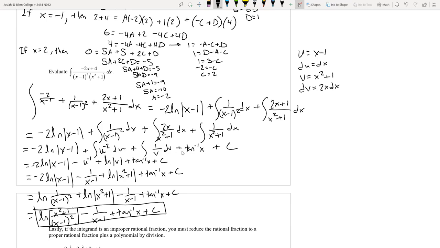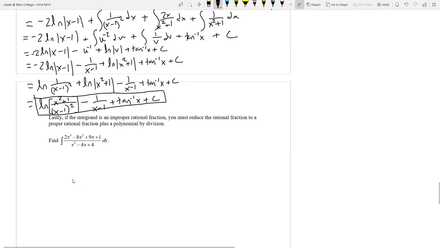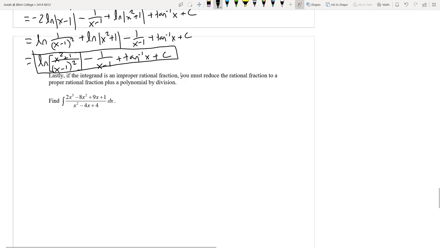And so the last thing we'll look at here is what happens if we have an improper rational fraction, or sorry, rational function. I should say function. If we have that, we have to reduce the rational function to proper using division. So we're going to have to do long division, right? We can't use synthetic unless our denominator is already a linear factor. So we'll go ahead and do long division here. We'll have to remember how we do that.